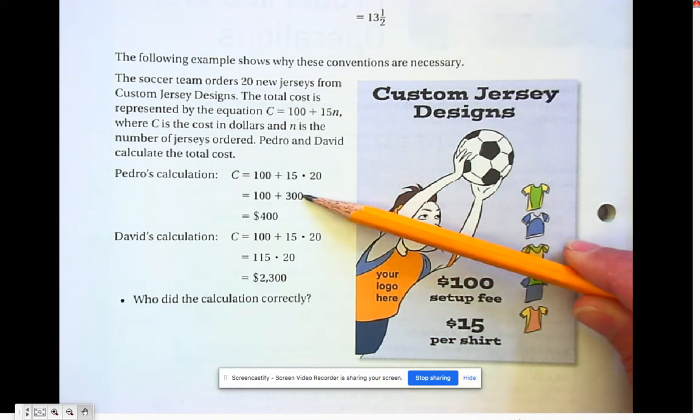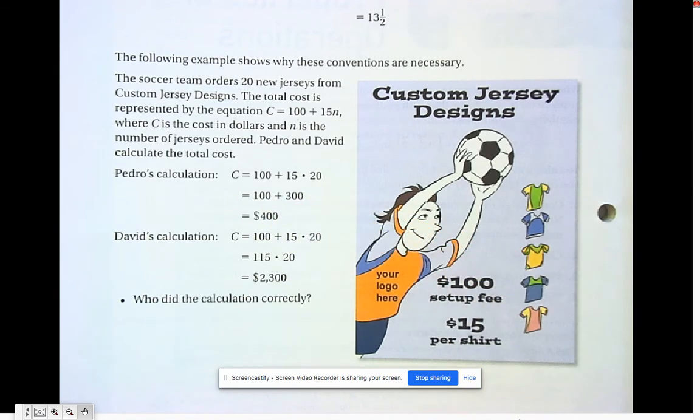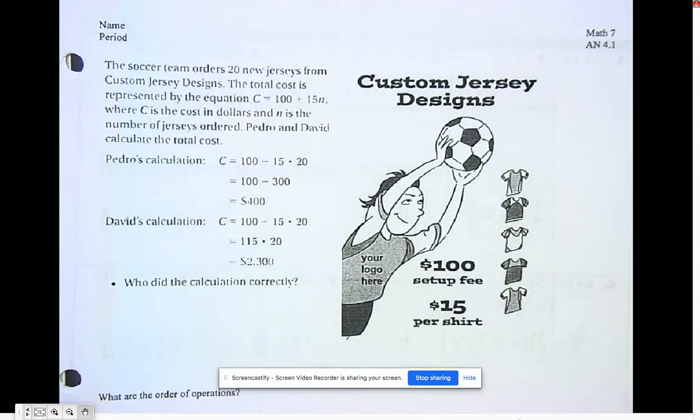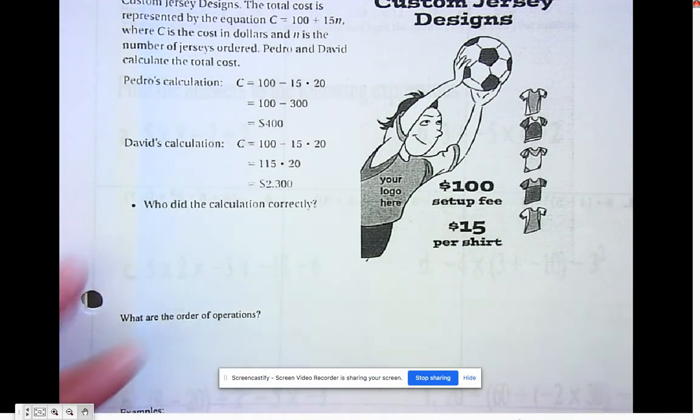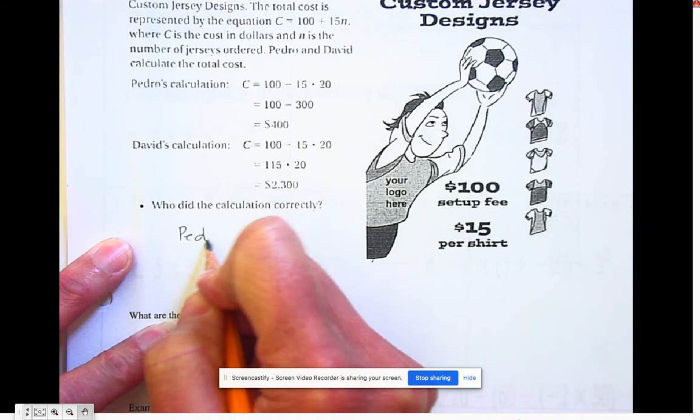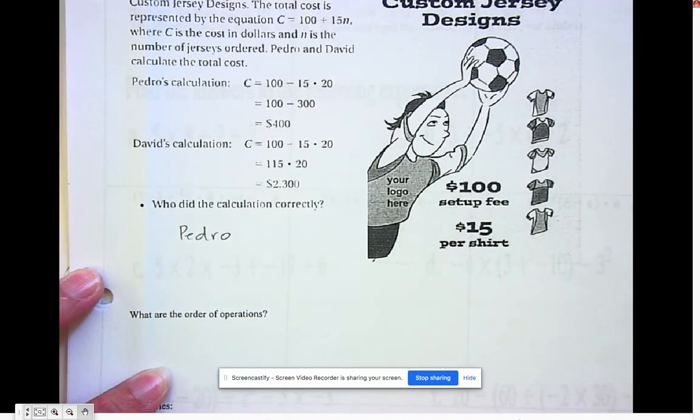He did his multiplication first and got 300, added the 100, and got $400, while David, on the other hand, did his addition first, then his multiplication. Basically, what David did by adding first before multiplying is he charged every kid $115. Well, the $100 is just going to be charged once, but the $15 is going to be charged 20 times. So you should have said that Pedro did the correct calculation, not David. David would have way overcharged you.